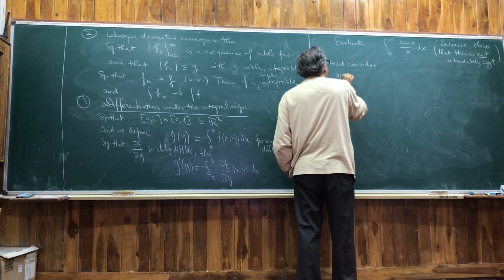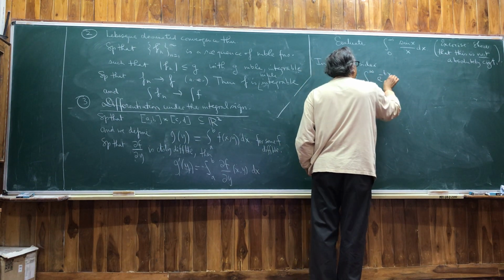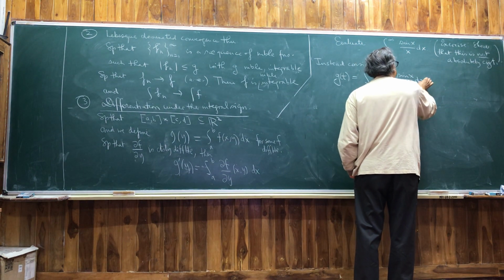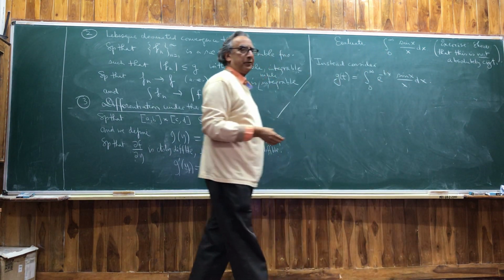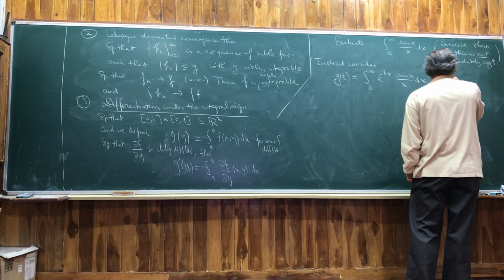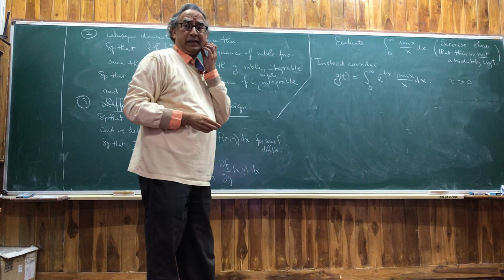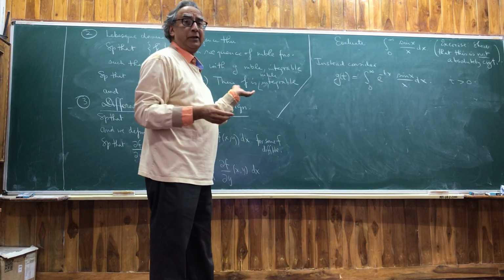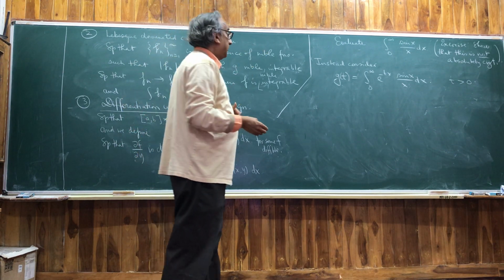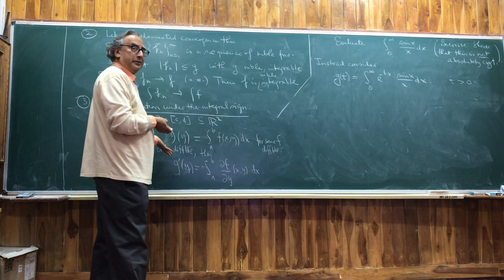g of t equals the integral from 0 to infinity of e to the minus tx sine x over x dx. So dampen this, t is positive. Dampen this by an exponential decay and look at it. And now the integral is absolutely convergent for any fixed t positive. So there's no problem with that. And it satisfies these conditions.